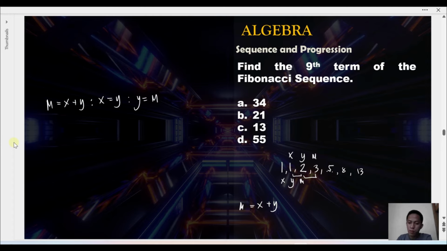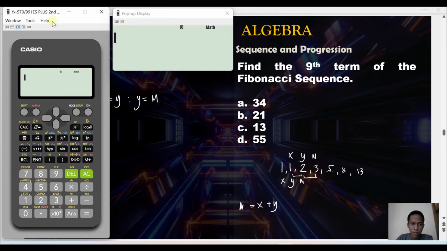So, input lang natin ito guys sa calculator natin. Okay? So that becomes, so alpha m, alpha equals, so x plus y. So alpha x plus alpha y. So yan lang guys yung nasa calculator ko.